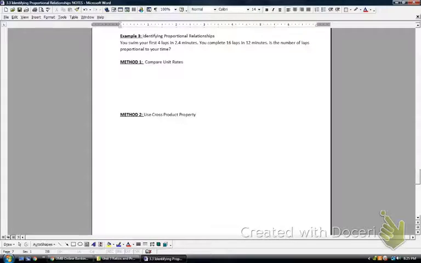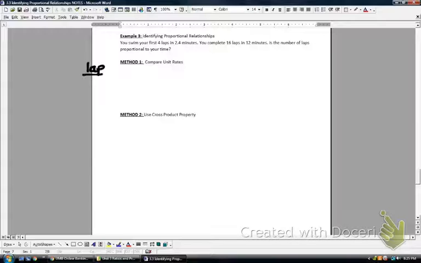Alright, so let's look at example 3. It says you swim your first 4 laps in 2.4 minutes. You complete 16 laps in 12 minutes. Is the number of laps proportional to your time? So we're going to look at these two different ways. We're going to look at it the first way, method 1, the way that we were doing it earlier in the lesson. Then we're going to look at it method 2 using cross product property, and that's the way that we just learned.